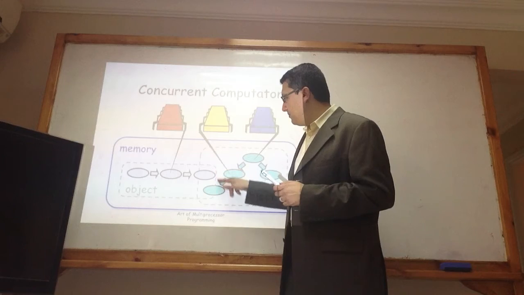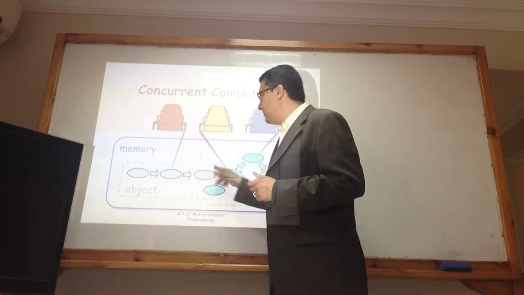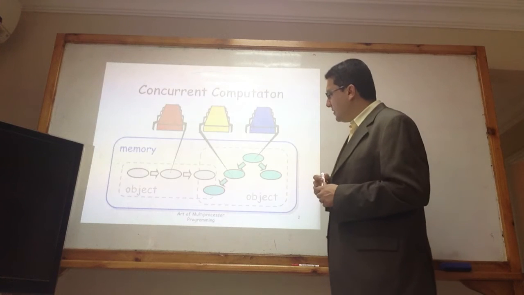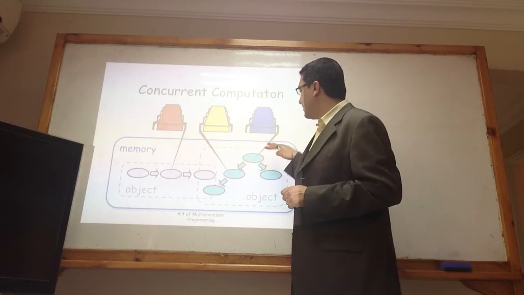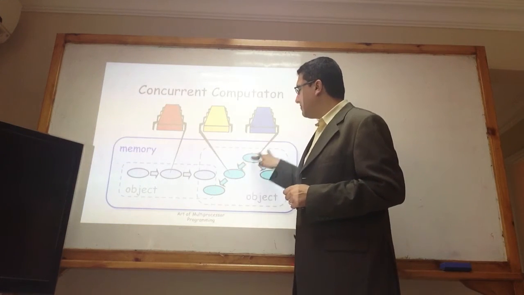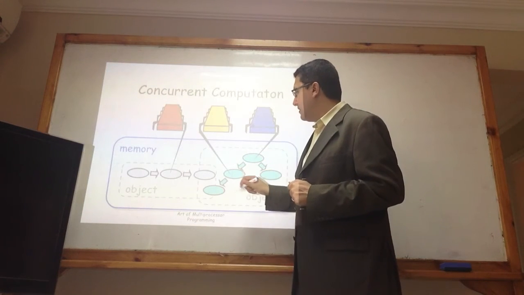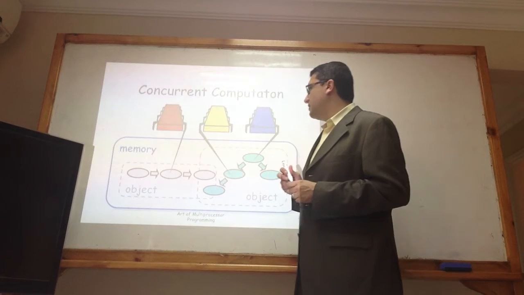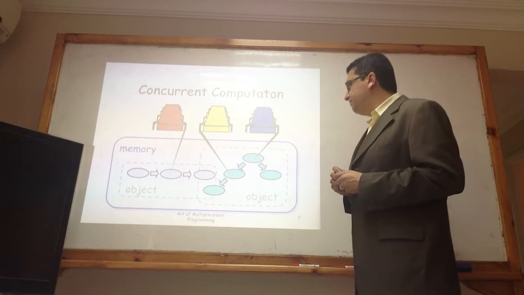Sorry, I wasn't very clear here. Maybe the object here is the nodes, and these are the methods inside the object. As you can see, maybe these two processors are running on the same object, different methods, or maybe the same method again, and there's some overlap here. Maybe there's some sharing between the objects.